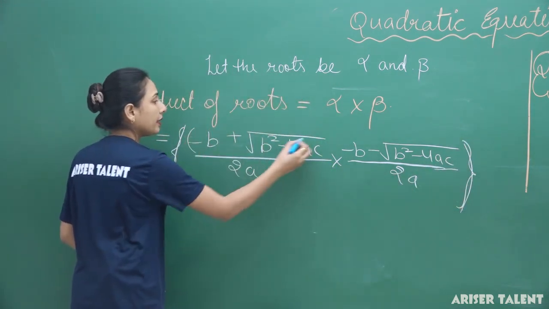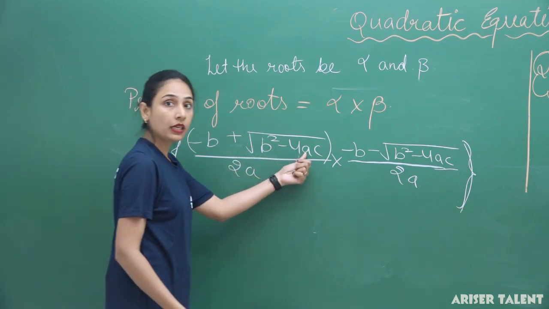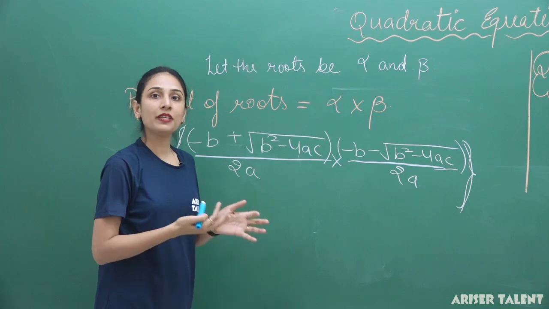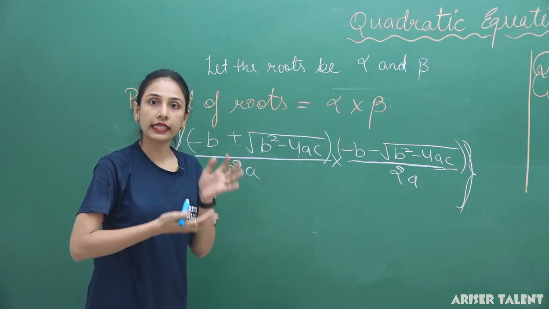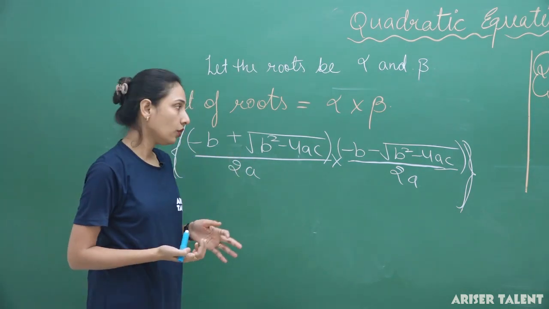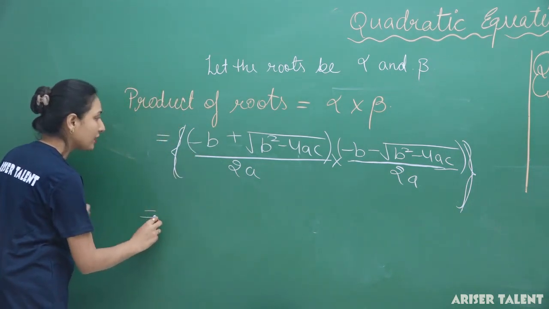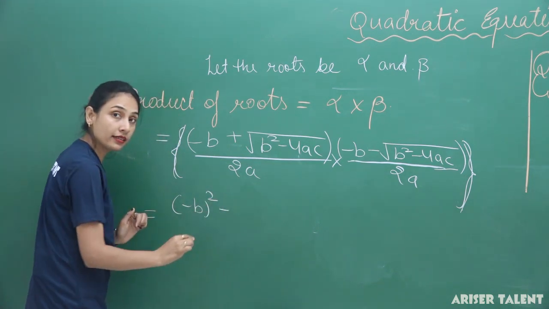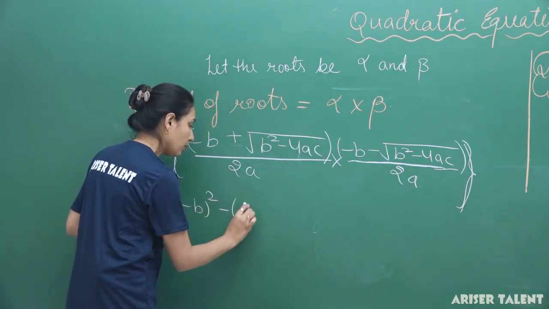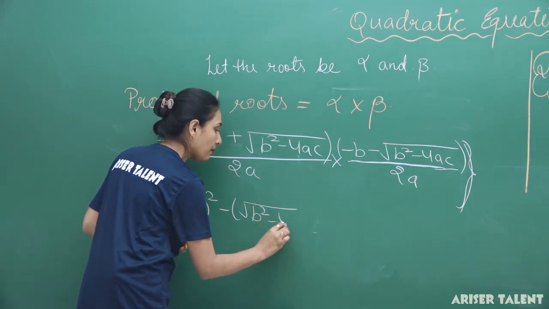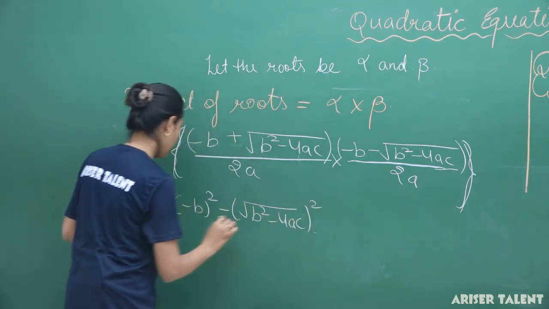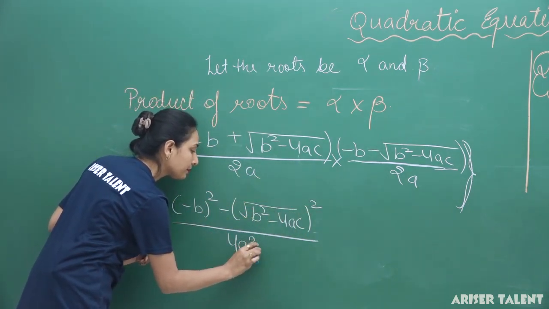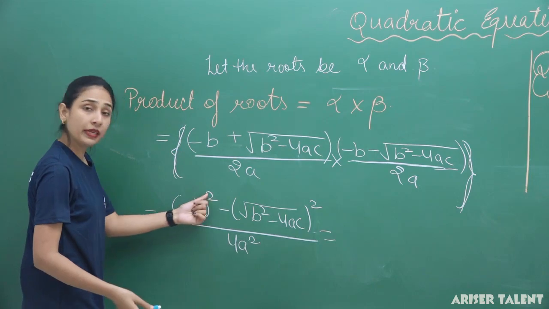Now, this is the format a plus b and a minus b. So I can just use the formula: a plus b times a minus b equals to what, student? A square minus b square. So if I do a square minus b square, a is what? Minus b. So minus b whole square minus root b square minus 4ac whole square upon 2a multiplied by 2a, which is what? 4a square, right? Now, that will become b square.